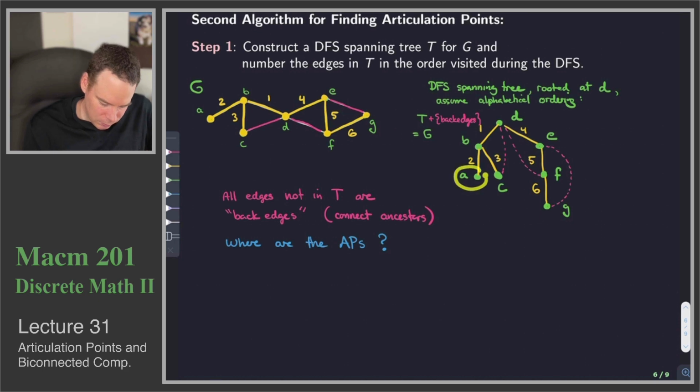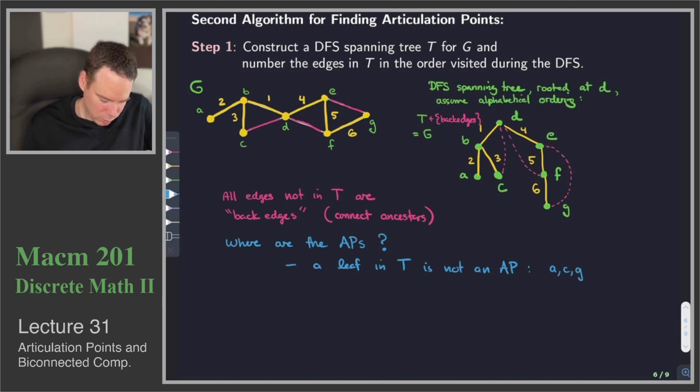So we've got a leaf here, a leaf here, and a leaf here. And we know that those leaves in the tree cannot be articulation points, because if I remove them, then the rest of the tree still stays and therefore is connected. So what we have is that a leaf in T is not an articulation point. And so we can immediately see that that rules out A, C, and G.